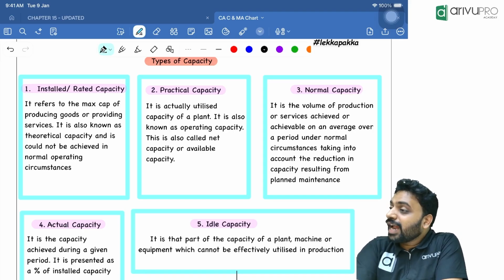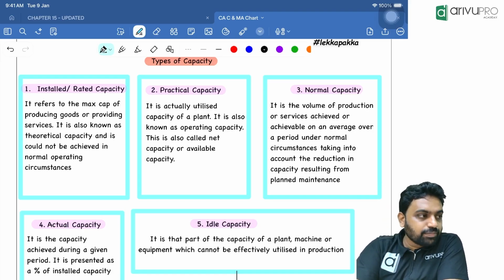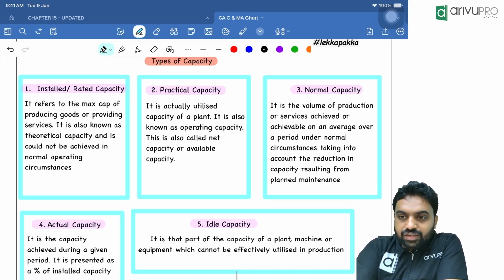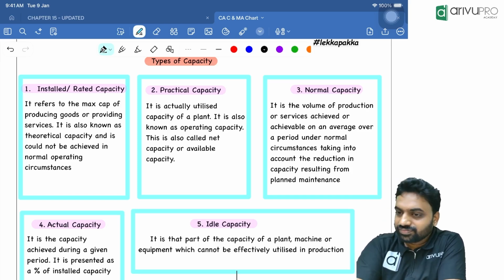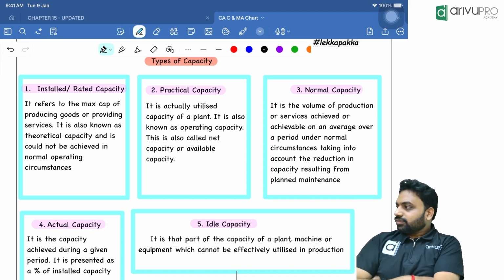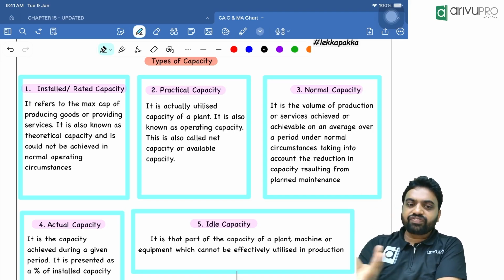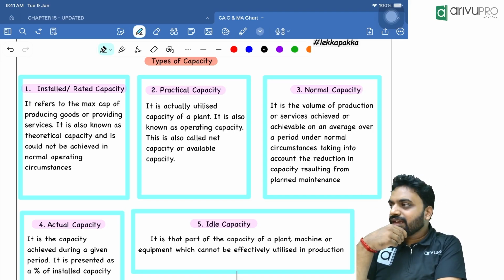That is practically how much I can achieve. I am not telling how much we achieved, I am telling how much we can achieve. That one we call practical capacity. Normal capacity is also just like practical capacity, but on the basis of trend. For so many years, like 3-4 years, we'll have the trend, and if we take the average of that, that will give us normal capacity.